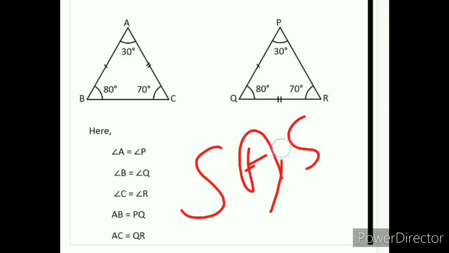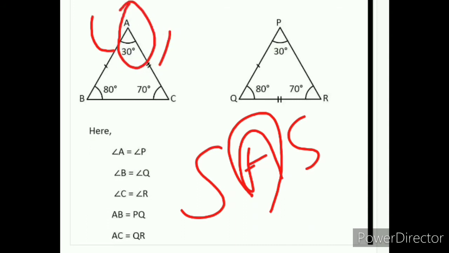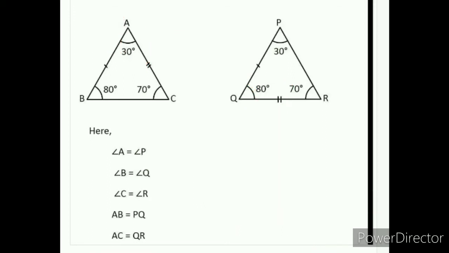Next, SAS: 2 sides including one angle. See, AB and AC have one angle in between. Similarly, on this side, PQ and QR have one angle in between. Compare these two angle measures. One is 30 degrees, another one is 80 degrees. Are they equal? No. So this is also not applicable. Second criterion, we'll clear this.